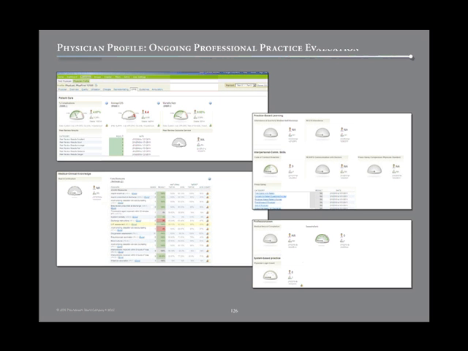The next tab is an additional module, and it's called the OPPE tab. Not all hospitals may have this, but it's designed to support the recent OPPE mandate by the Joint Commission.